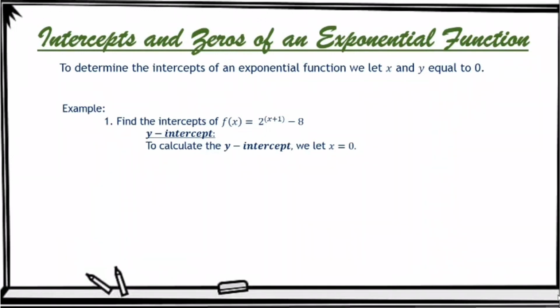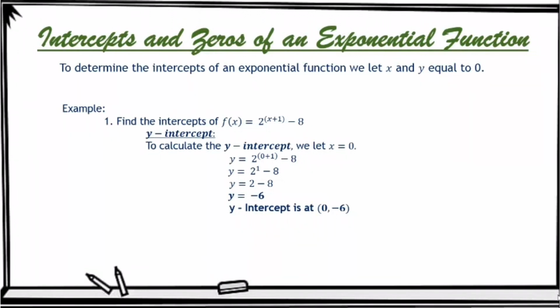So we'll have y is equal to 2 raised to 0 plus 1 minus 8. Then simplify the exponent. That will give us y is equal to 2 raised to 1 minus 8. Simplify, that will be y is equal to 2 minus 8. Then perform the operation, so y is equal to negative 6. Again, since we are looking for the intercept, we are looking for a point. So your final answer will be y-intercept is at 0, negative 6.